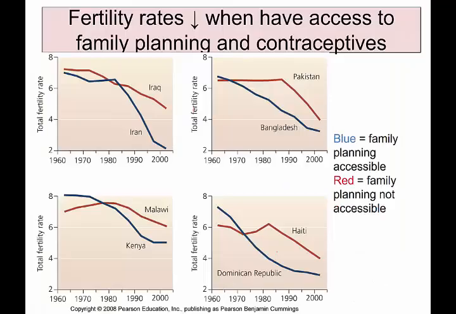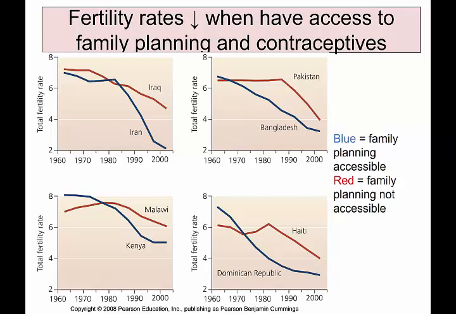Fertility rates also decrease when women have access to family planning and contraceptives. In this particular graph, you can see that you've got two countries in each graph, and they are compared. The countries are paired because they have similar cultures, similar economies, and also similar populations. On the x-axis of each of these is the years, and the y-axis is the total fertility rate.